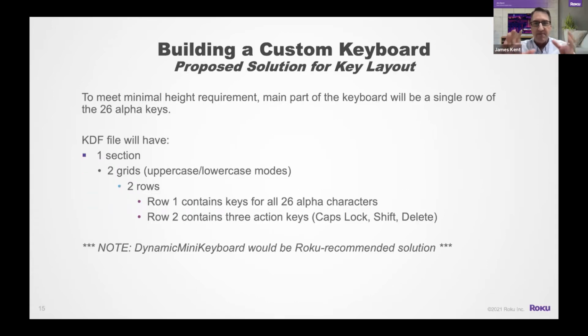So after going back and forth with the UX team, we decide on this solution. We want the main part of the keyboard to be a single row of 26 alpha keys. We've all seen keyboards like this that just go A to Z. So we're going to have a keyboard that has one section. So there's not going to be different horizontal groupings of keys. The section is going to have two different grids, one for uppercase mode and one for lowercase mode. It's going to have two rows. The first row is going to have the 26 characters, and then we'll have a second row that has the action keys for caps lock, shift, and delete.